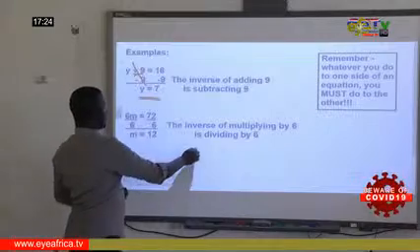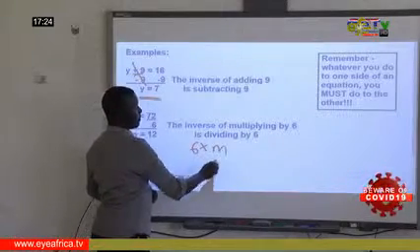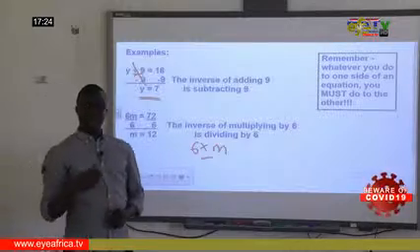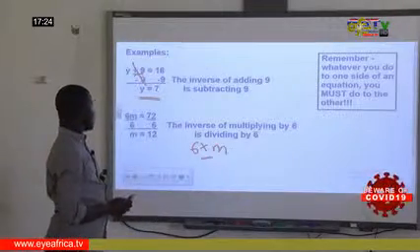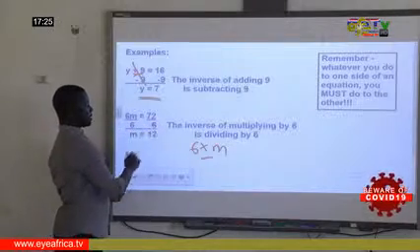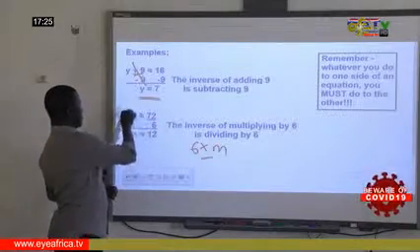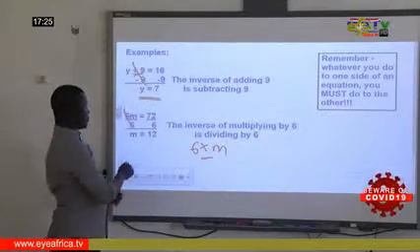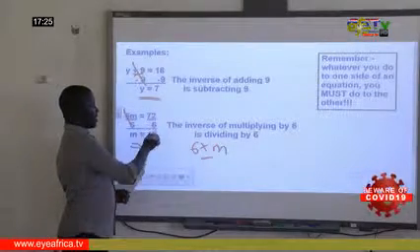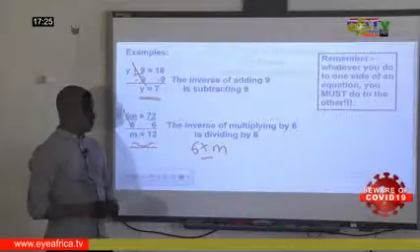6m means 6 times m. Therefore, the operation here is a multiplication, and the inverse of a multiplication is division. So we must divide both sides by 6, and that will undo the 6. So we have m equals 72 divided by 6, which is 12.